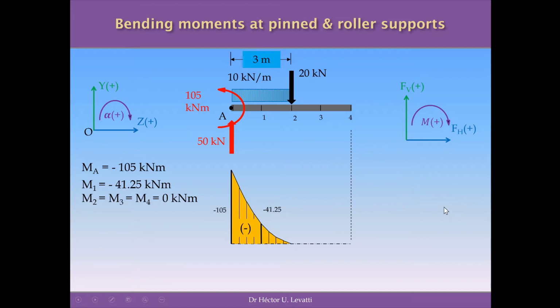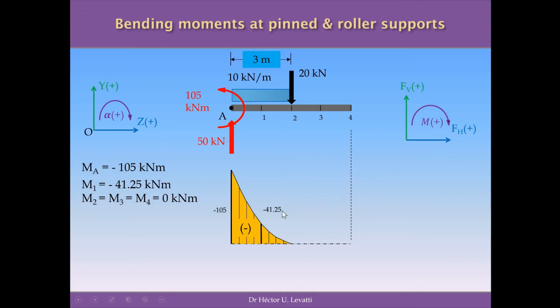So, we have here summarized all the values of the moments for this cantilever beam. The moment at A is minus 105 kilonewton meter, at 1 is minus 41.25 kilonewton meter, and the moment at 2, 3, and 4 is equal to 0. If we sketch the diagram, we are going to realize that this is the distribution of the moment. The moments are sketched on top of the reference line. In this case, it is the opposite of what we did in the simply supported beam, because in this case the moments are negative.